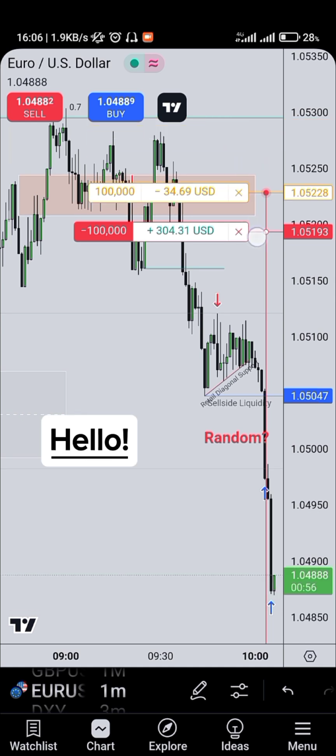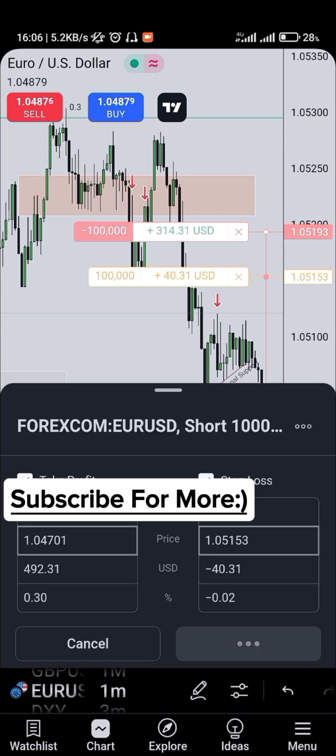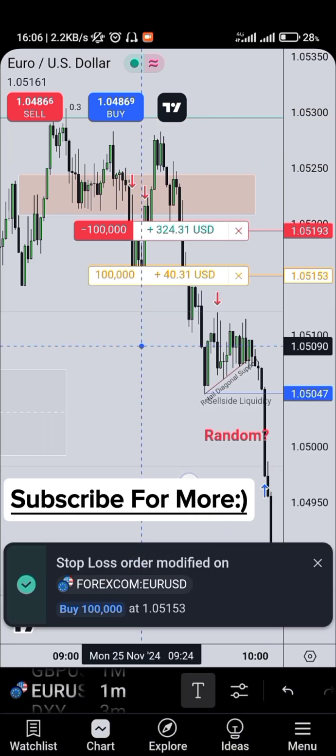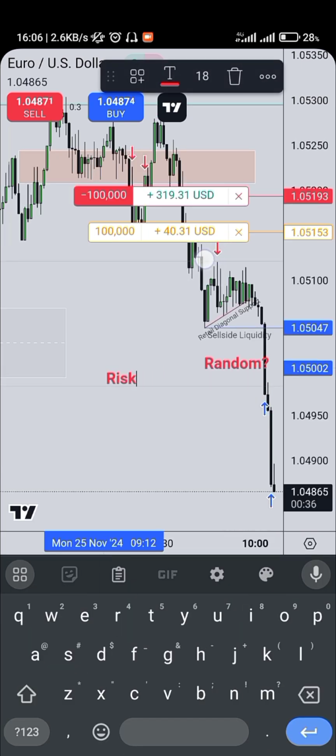Now about 80% plus of my position has been taken in profit. What do I do now? Look at that, risk management. I immediately cut off my risks. I removed what? My risks.